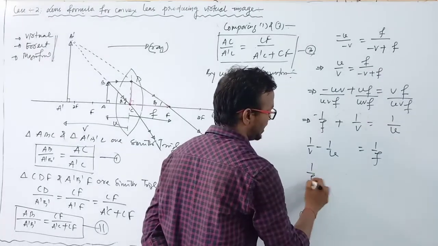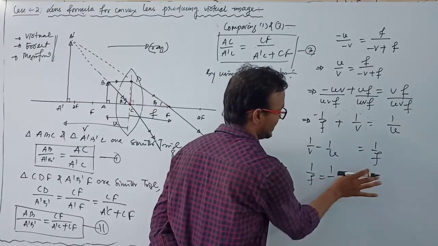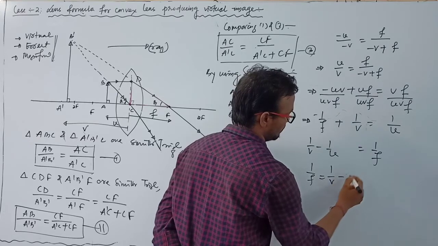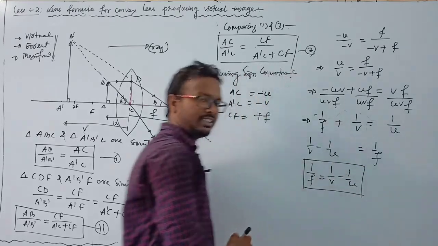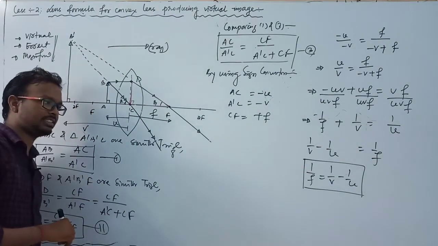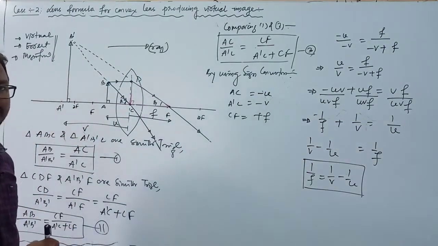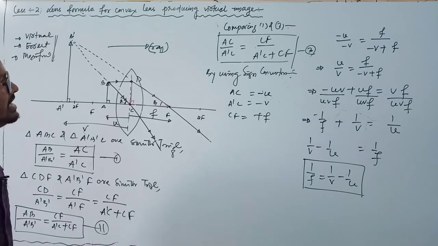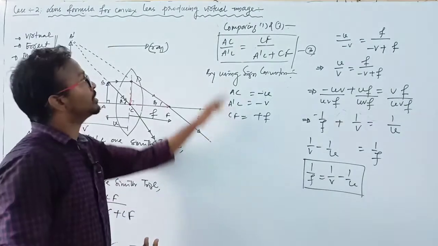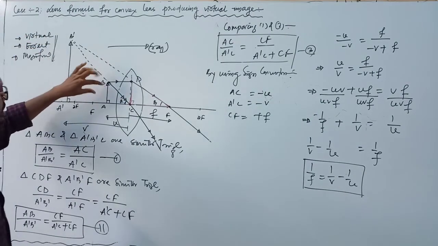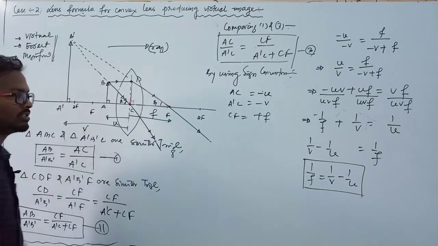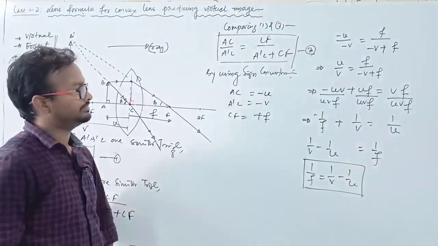Or 1 by f equals 1 by v minus 1 by u. This is the thin lens formula. Clear? This lens formula is valid for thin lenses, convex lens and concave lens, for real image and virtual image. Clear? Because this image is a virtual image, magnified and erect, when the object is placed between focus and optical center.